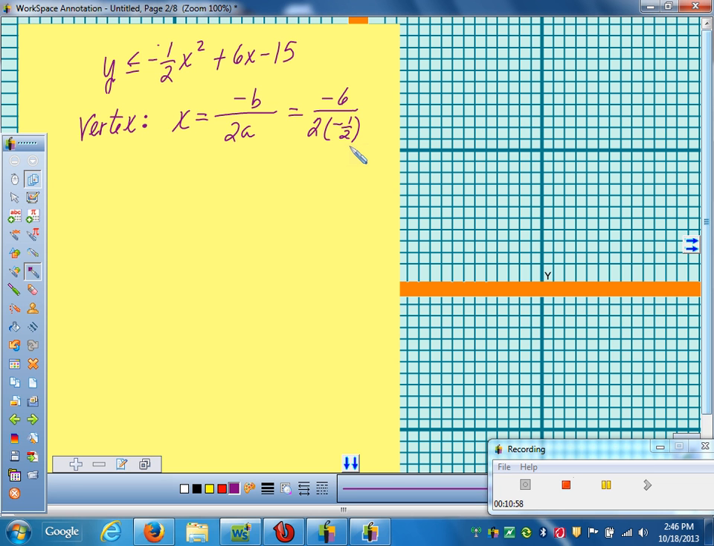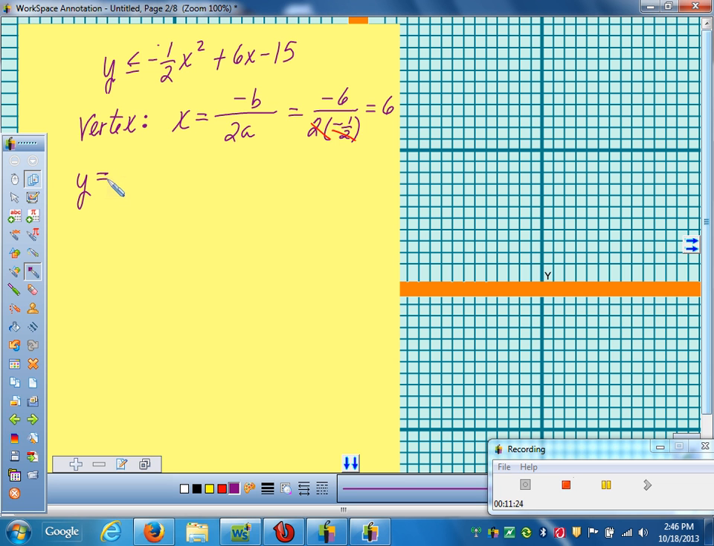Why is that actually nice? Don't the 2's cancel? You have negative 6 over negative 1. It is positive 6. So we have the x-coordinate of the vertex is positive 6. Okay, that's the hardest thing to do. How do you get the y-coordinate? Yeah, sub it in for the x.